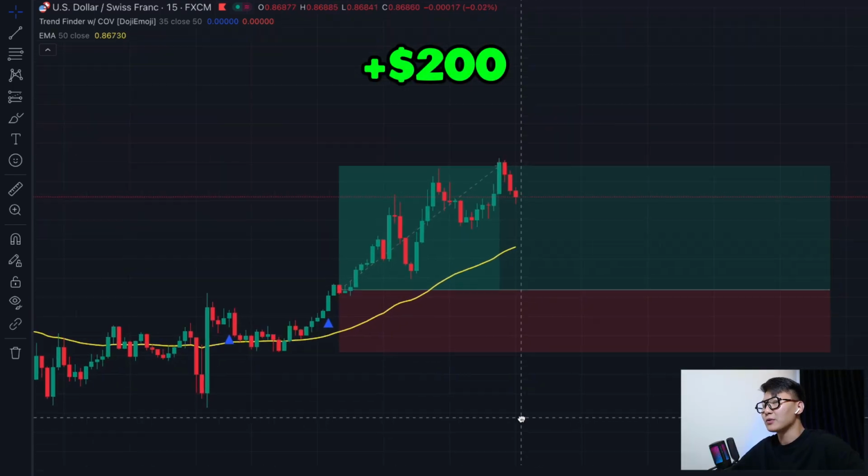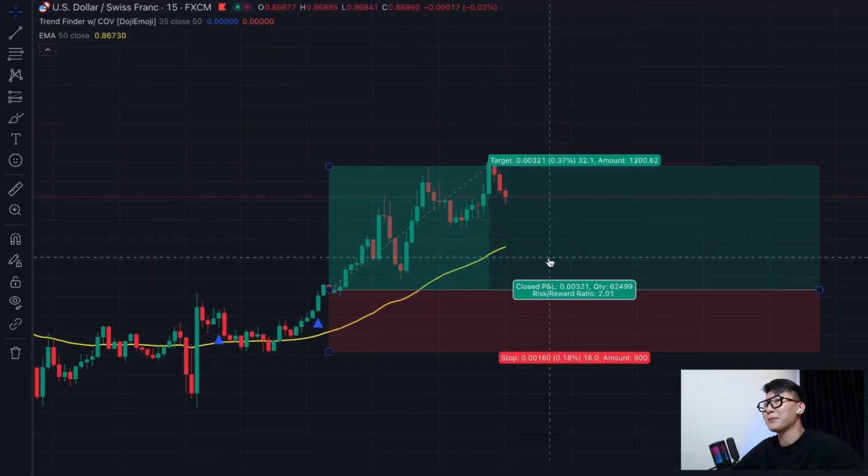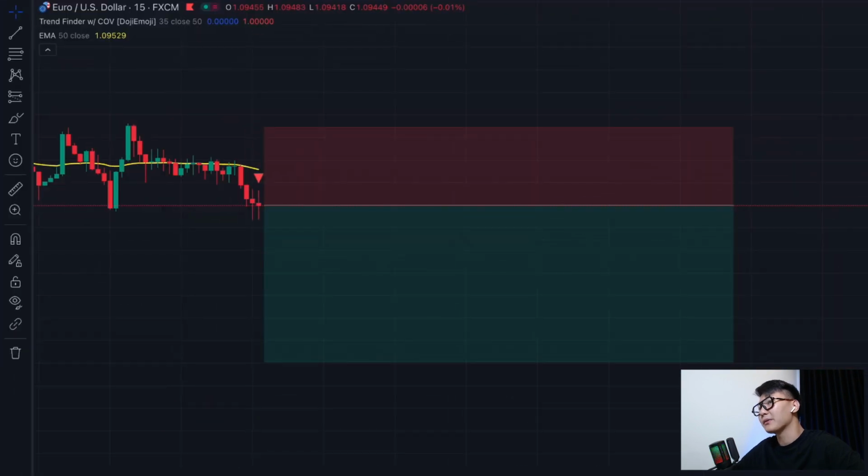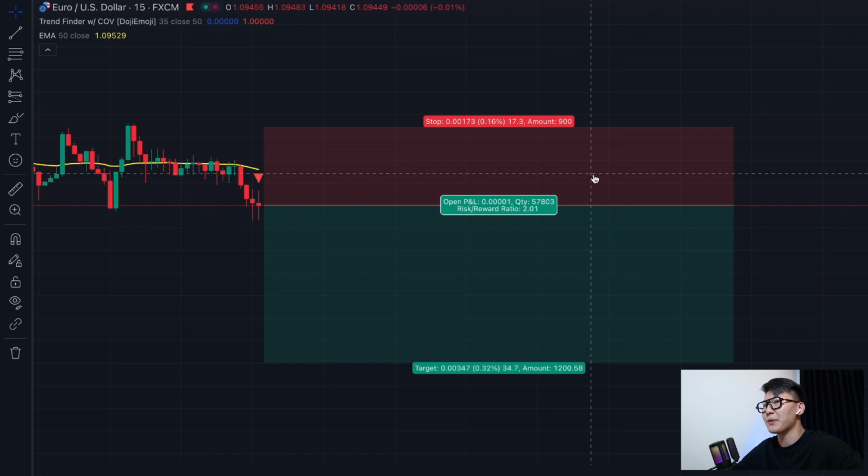As you can see, our first long position closed successfully with a profit of $200 added to my bank account, and the signal worked perfectly. Let's continue the trading session. Now the EUR/USD pair, a signal for a short position has appeared, and I've already set my stop loss and take profit. I'll be opening this trade with a 1 to 2 ratio as well, and let's see if this short position works out.